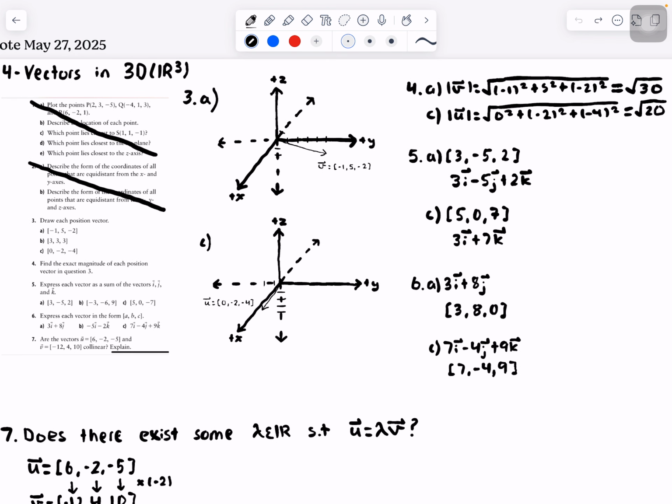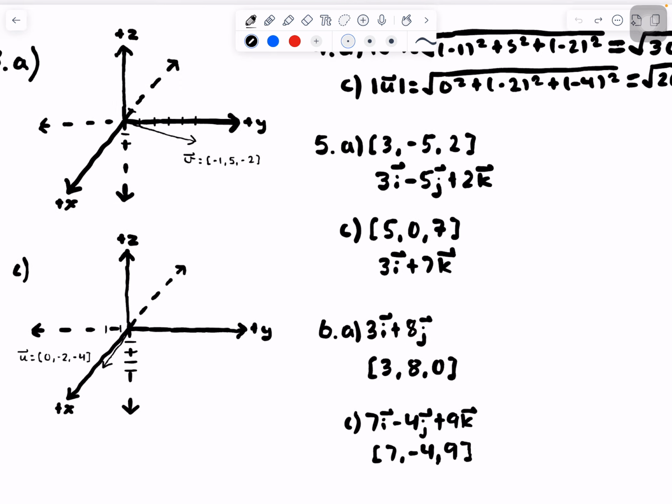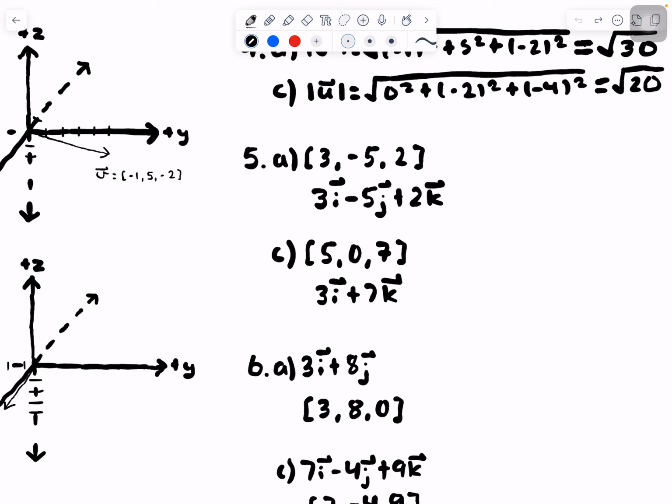Okay, moving on. So now we have question 5. Express each vector as a sum of the vectors i, j, and k. So I did questions 5a and c for this one. So let's look at the vectors. We have (3, -5, 2). This is going to be 3 lots of i, and it's going to be minus 5 lots of j, and plus 2 lots of k. All right? That indicates how much we have to go along each of those unit vectors. So we're creating linear combinations out of i, j, and k.